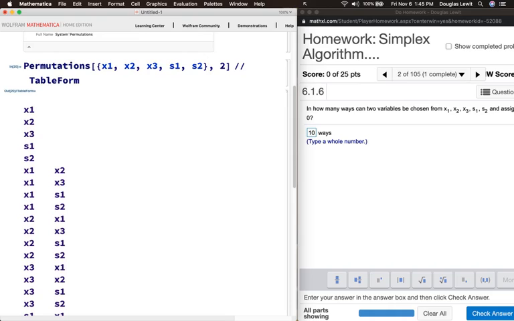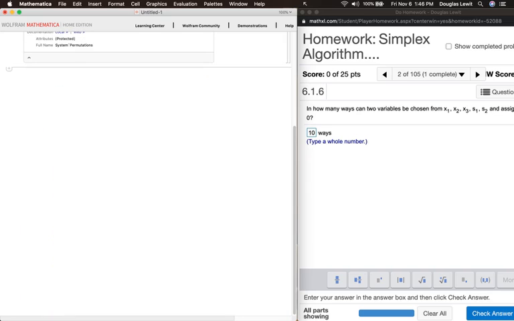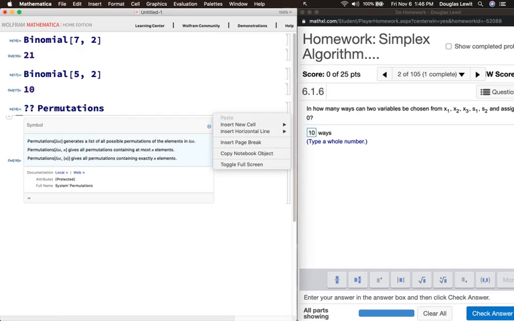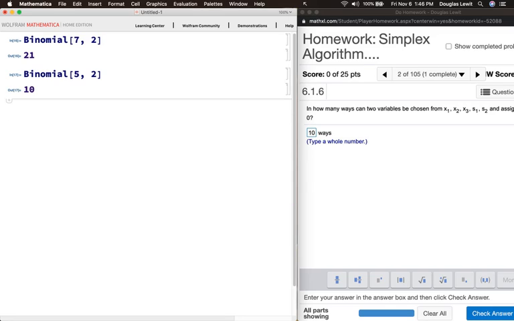Yeah, so this is not what the problem is asking for. The problem isn't asking you to enumerate all the possibilities. The problem is just asking you how many different possibilities there are, okay? I forgot, it's not the permutations command, but it's related to the permutations command.